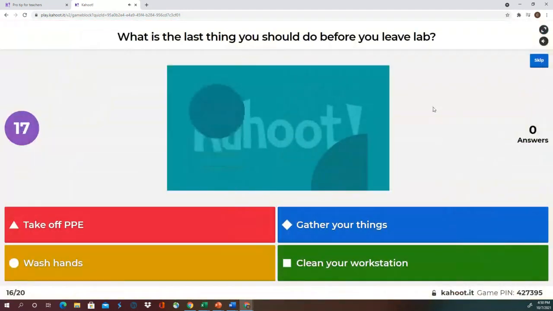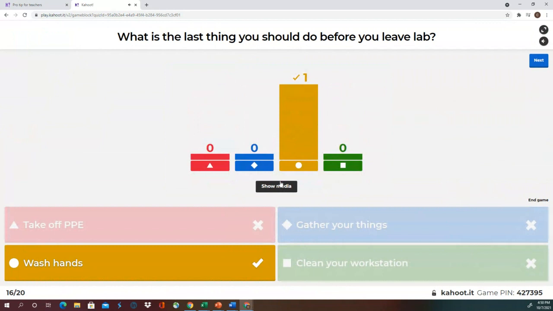So remember, safety is going to be on the exam as well. So what's the last thing you should do? You should always wash your hands before you leave the lab. Okay, so real quick, let's remember some PPE. We always have to wear goggles or safety glasses. We provide lab aprons that have to be worn at all times, as well as gloves.